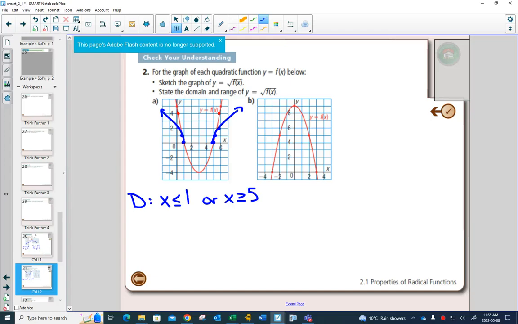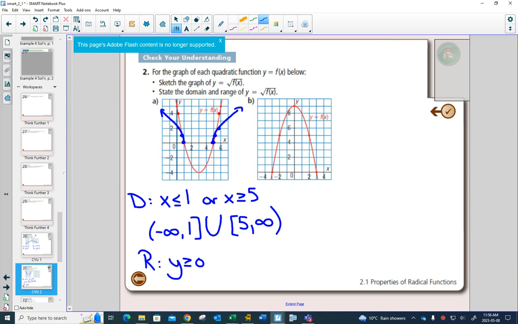In interval notation, this interval looks like this, negative infinity to 1. This interval looks like this, 5 to infinity. And in interval notation, instead of writing or, we use a big U, standing for the union of those two sets, or intervals. And the range of this one, y is greater than or equal to 0.